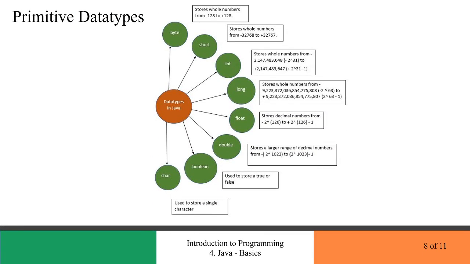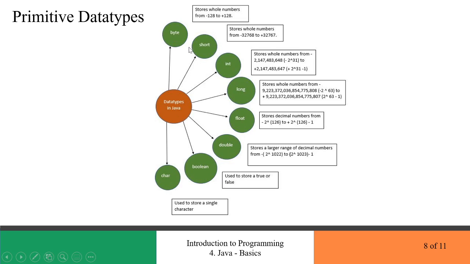Moving on to primitive data types in Java. The Java programming language by itself provides 8 primitive types that the programmers can work with. They are byte, short, int, long, float, double, boolean, and char.